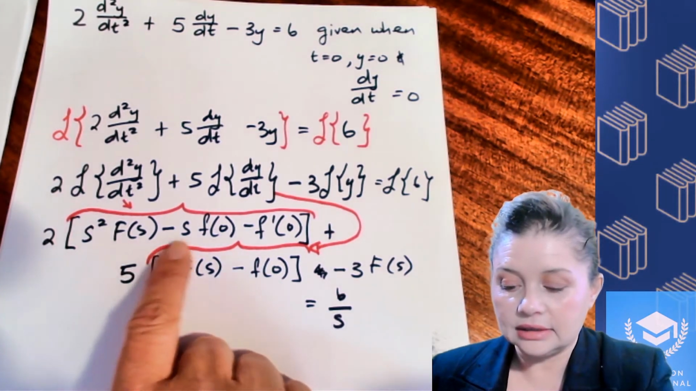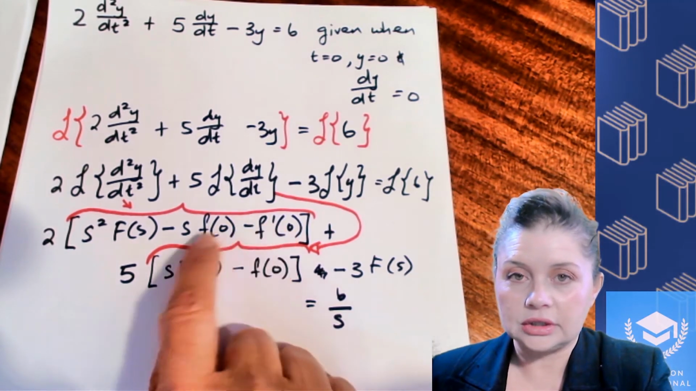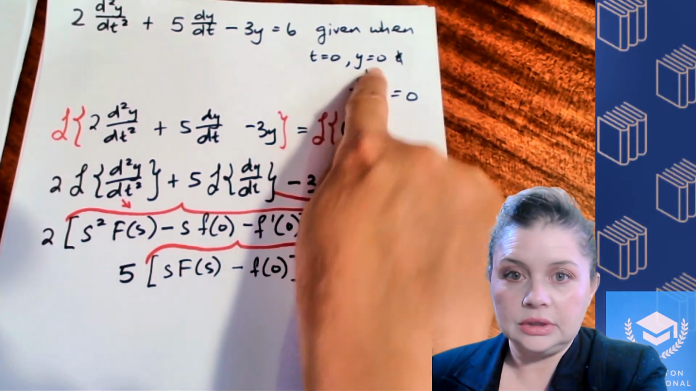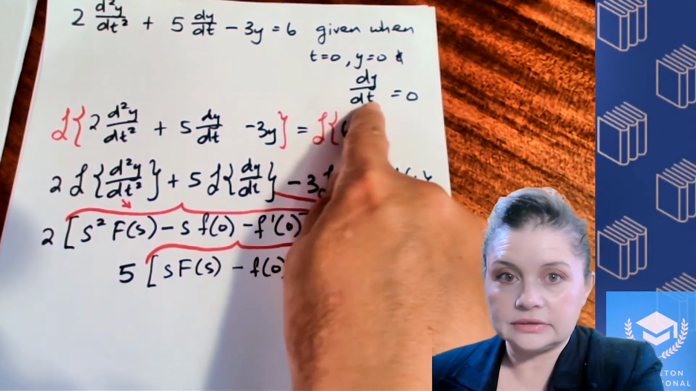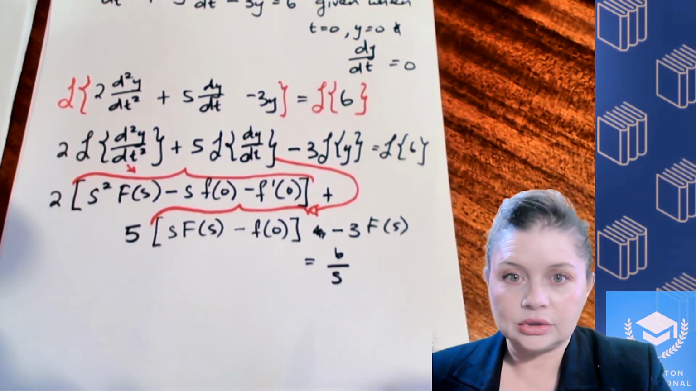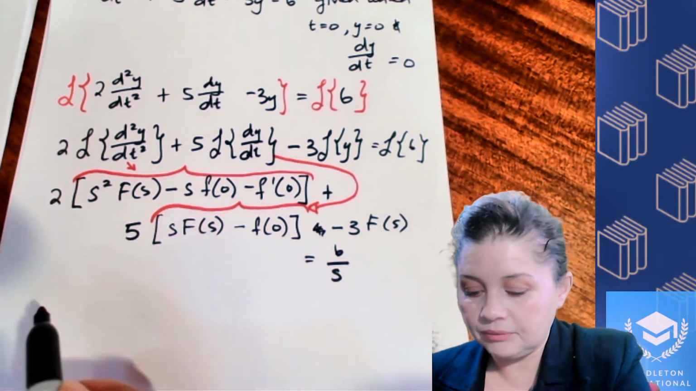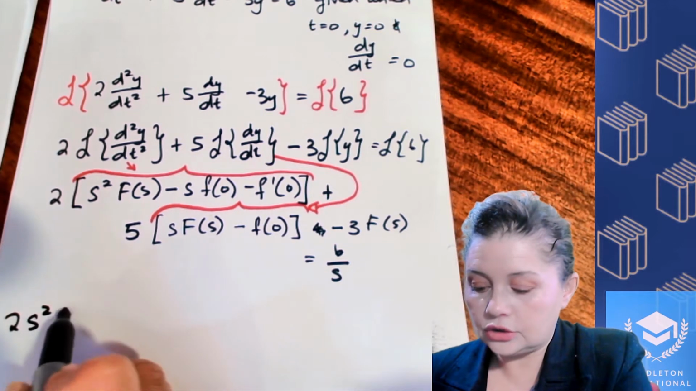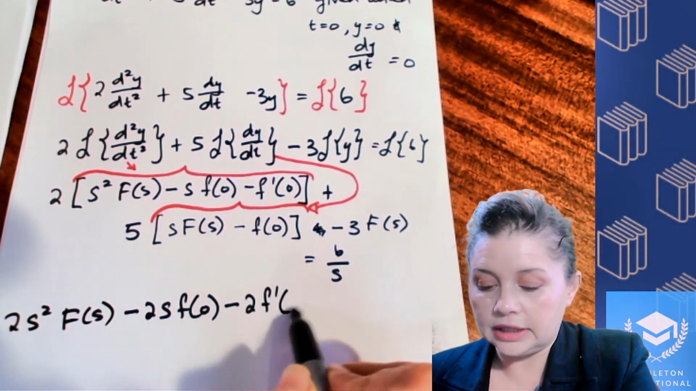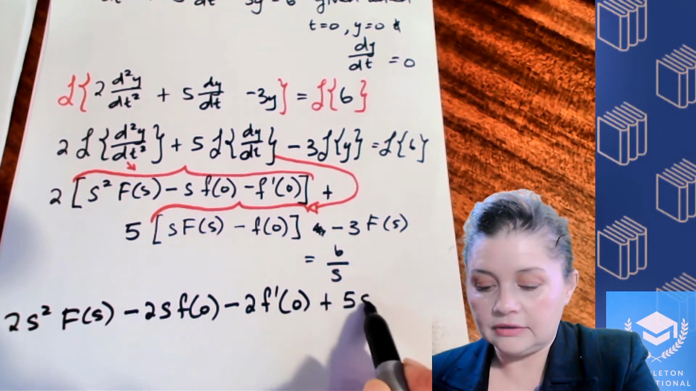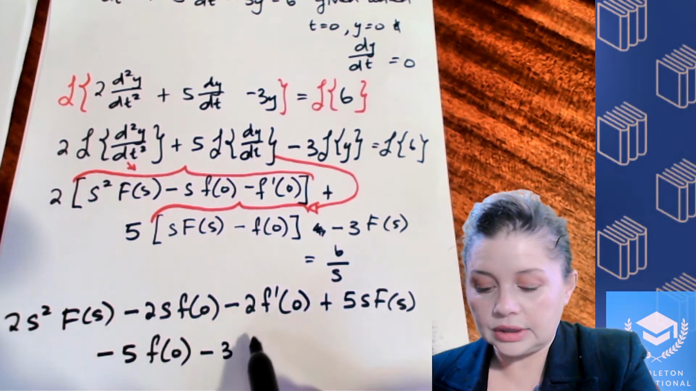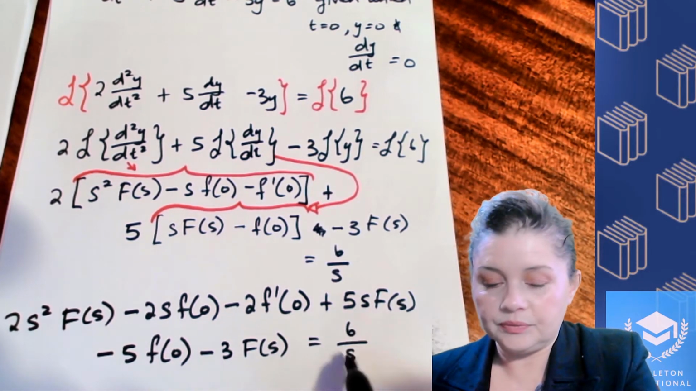Okay, so these expressions here, those are initial conditions, right? So this is where t is 0, your function is going to be 0, and here is where t is 0, your derivative in this case is going to be 0. It's not always the case, but for this problem it's going to be. All right, so let me just write this out so it looks a bit neater. I'm going to get rid of the brackets and everything. So I've got 2s squared F of s, minus 2s f at 0, minus 2f dash at 0, plus 5s F of s, minus 5f at 0, minus 3F of s, and all of that is equal to 6 over s.